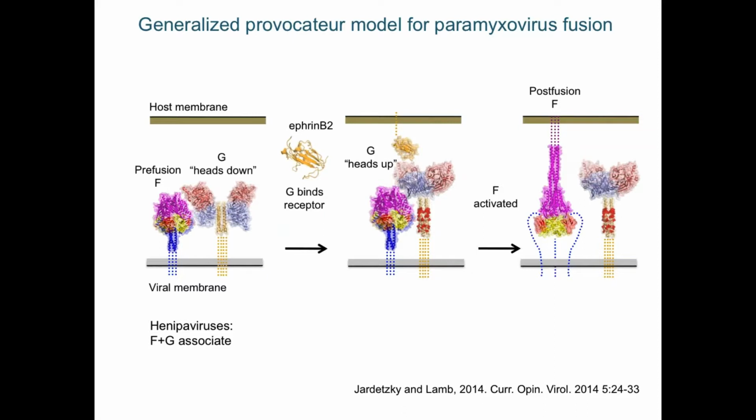Currently, evidence points towards the fusion protein F and the attachment protein G of Nipah virus associating prior to receptor contact. Upon binding to a receptor, which in the case of Nipah virus is ephrin B2 or B3, the globular heads of G are thought to move from a heads-down to a heads-up position, exposing stalk residues that contact F and trigger its fusion function.